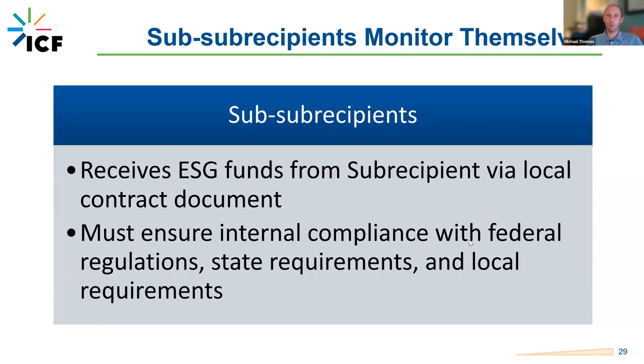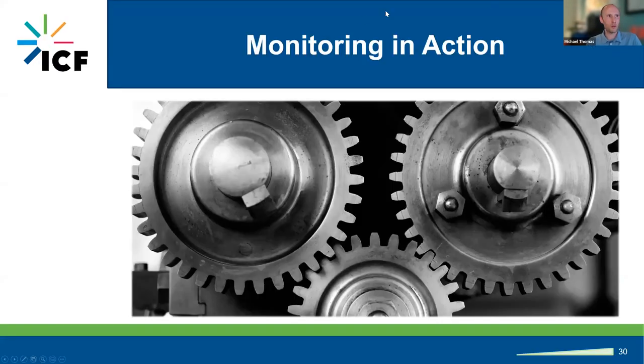And then finally, sub-subrecipients. So in this scenario, they are at the very bottom of the chain. They receive ESG funds from a subrecipient via a local contract document. They do not have to monitor anyone if they are not subgranting funds further. However, they have to ensure their own internal compliance with federal regulations, state requirements, and local requirements. And I'm going to turn it back over to Gordon to talk a little about what monitoring processes typically look like.